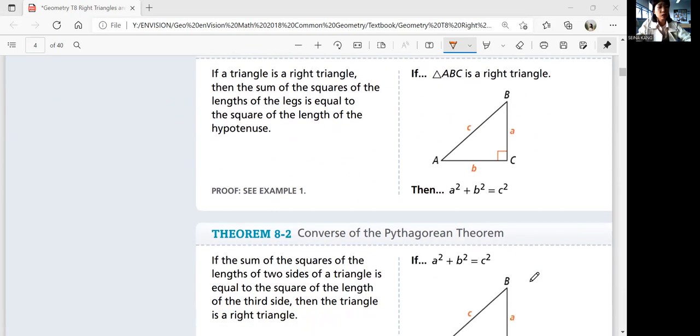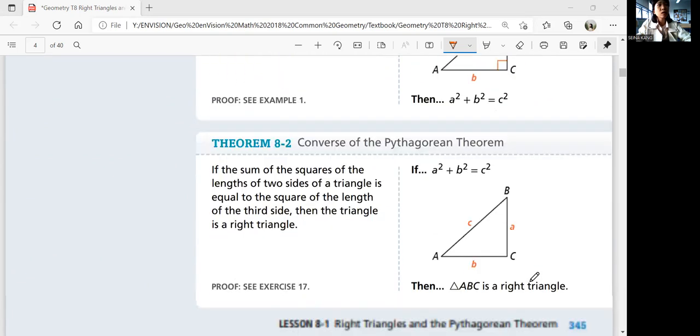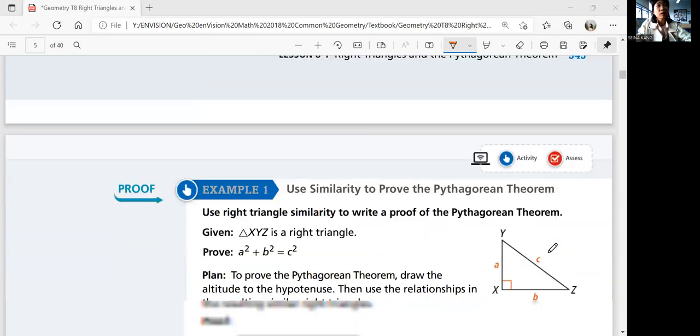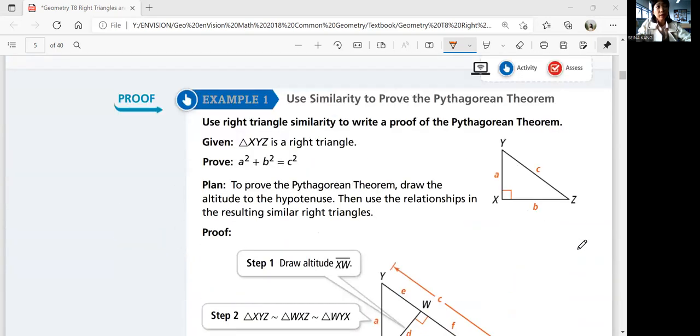And then theorem 8-2, the converse, says if a squared plus b squared equals c squared, then it's a right triangle. So if we don't know if it's a right triangle and we want to prove it, we can go backwards. We can use the Pythagorean theorem backwards. And that's the converse of the Pythagorean theorem, okay? So keep that in mind. Here's the proof in example one.